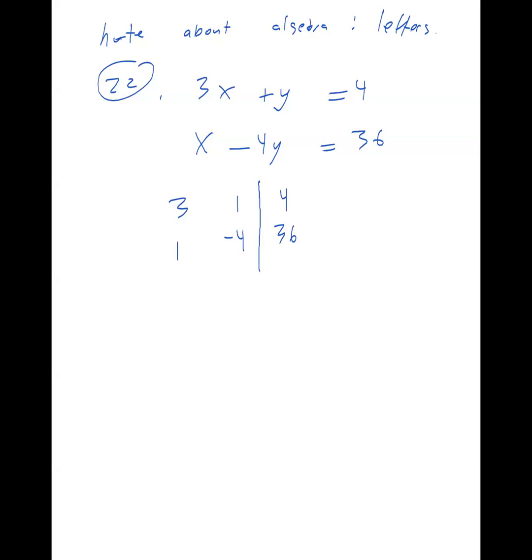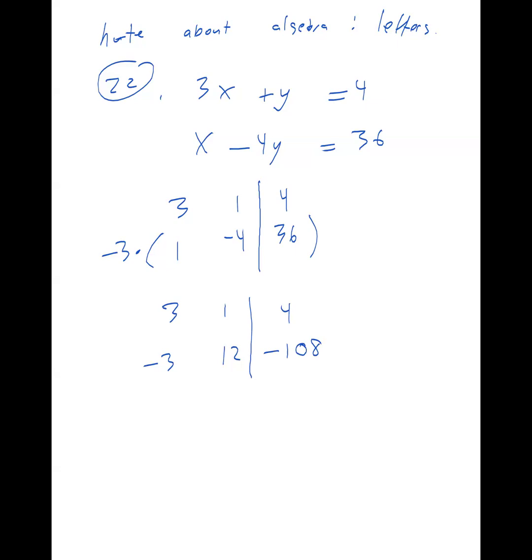Do I need to change the 3? No, because it already is the common multiple. What I need to change is the 1. So what can I multiply the 1 times so that it becomes the opposite of 3? Negative 3. So I'm going to multiply it by negative 3. And now my new system of equations is still going to be 3, 1, and 4 on the top. But what's the bottom row going to be? Negative 3, positive 12, and negative 108, right? Perfect.